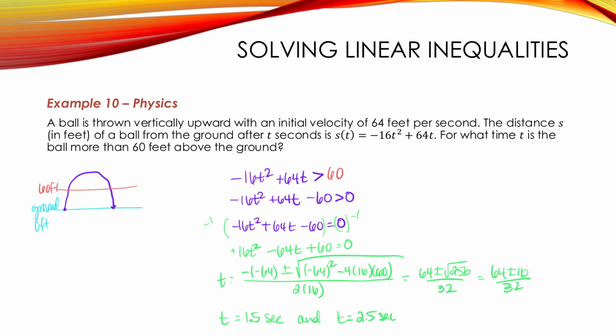Now the question is, are we looking at between them or on the outside of them? And the answer goes back to our graph. We know that we're looking for where this function is greater than 60. So we're looking for everything above here. And if this is 1.5 seconds and this is 2.5 seconds, then what we're really looking at is in between.